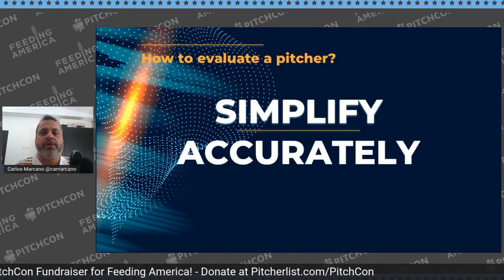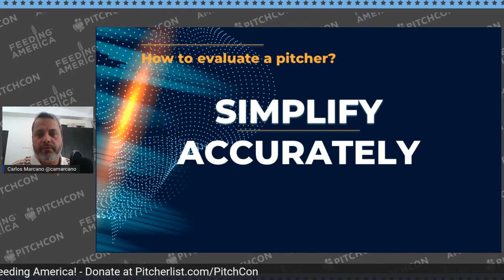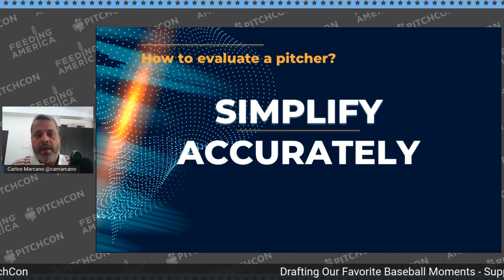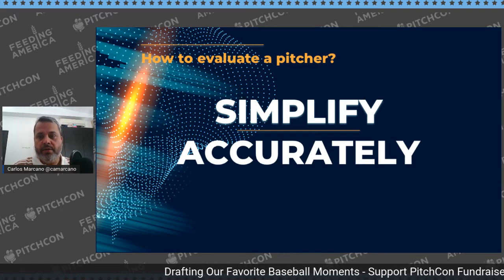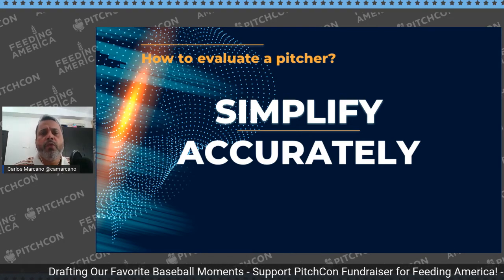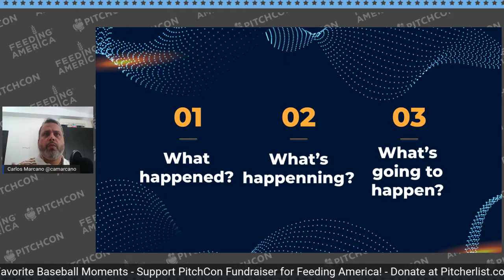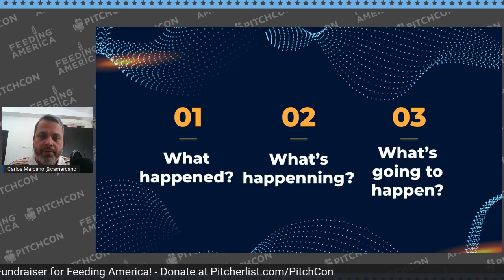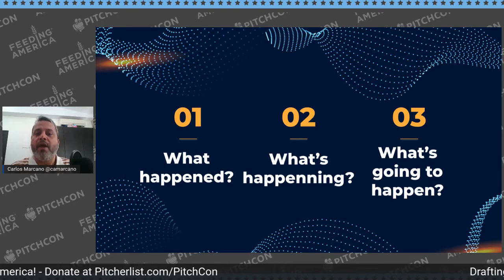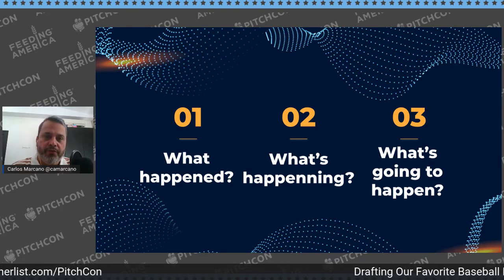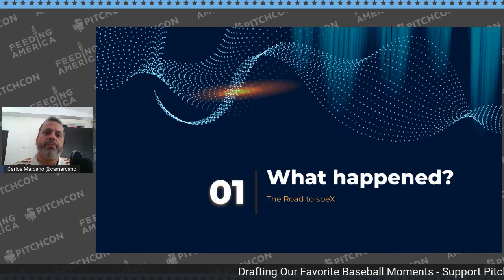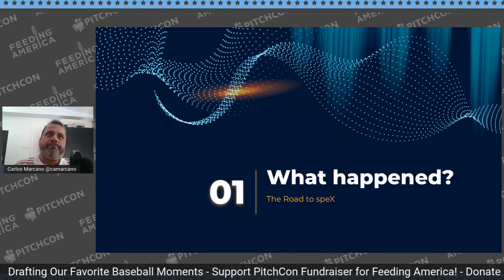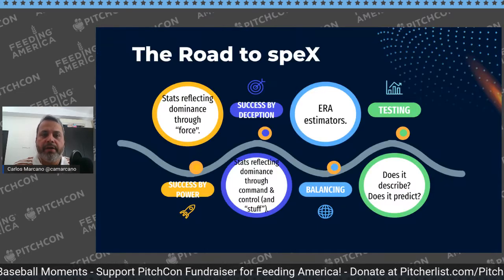So the idea was to simplify but still make it accurate, because we can take things and simplify, but we might lose information on the road to that, right? So the way I'm going to go into this journey is thinking about what happened when I had this idea, what's happening now with it, and what's going to happen in the future around it, right? So first, what happened? What was the road to SpeX and beyond simplifying, right?